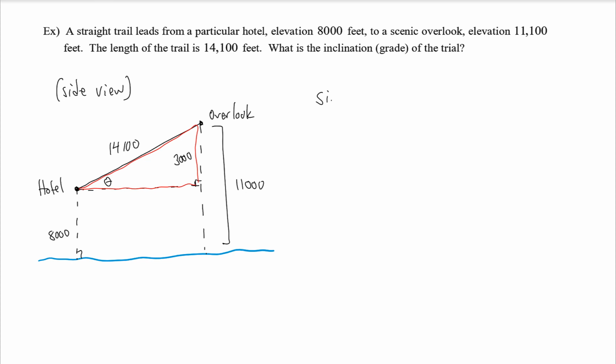So sine of that angle is opposite over hypotenuse. That's definitely a ratio less than 1, as it should be. So that angle is going to be inverse sine of whatever 3,000 over 14,100 is. Of course, we're going to have to round.